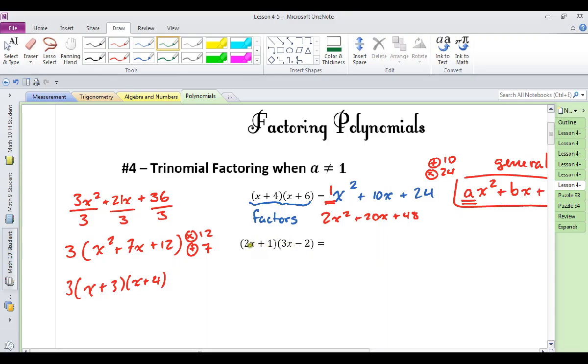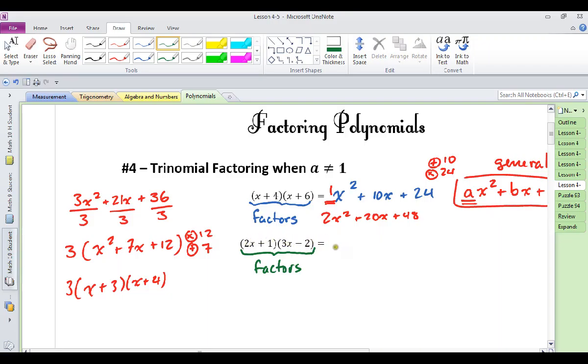Factored or expanded? What is that? Are those factors or are they expanded? These are the factors. So when we see factors, what should we do? FOIL. Expand them. Distribute them. Whichever word you like. So let's do that.